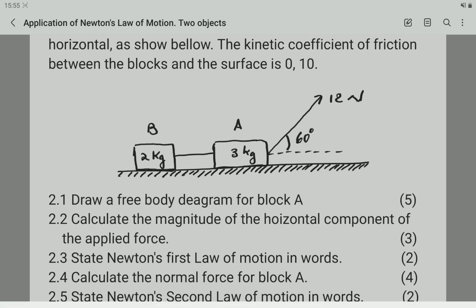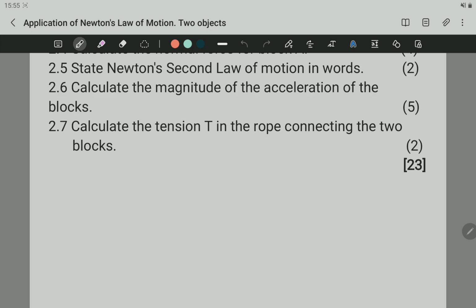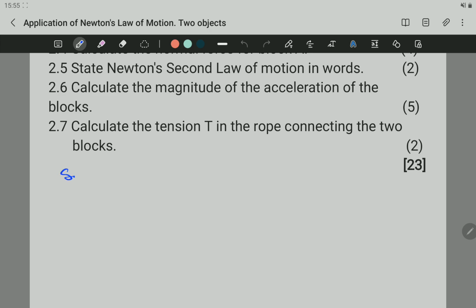Question 2.1: draw a free body diagram for block A. That is 5 marks. Let's draw the free body diagram. Note, this free body diagram is for marks, so we cannot draw the axis, we cannot draw the components. So let's write here the solution. 2.1, the free body diagram for block A. So this is block A.